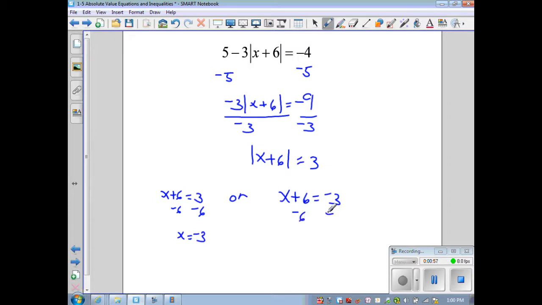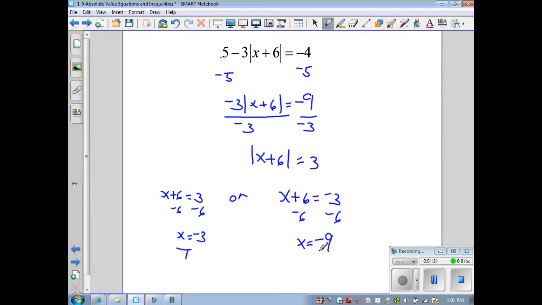Subtract 6 on both sides. x equals negative 9. Let's substitute back in. Negative 3 plus 6 is 3. The absolute value of 3 is 3. 3 times negative 3 is negative 9. Negative 9 plus 5 is negative 4. So this solution is true.